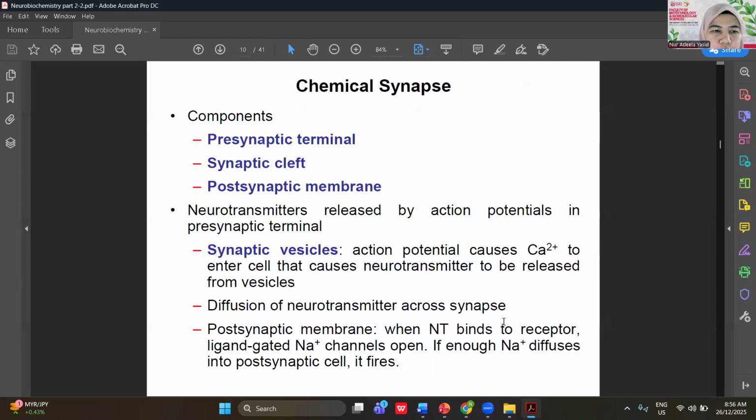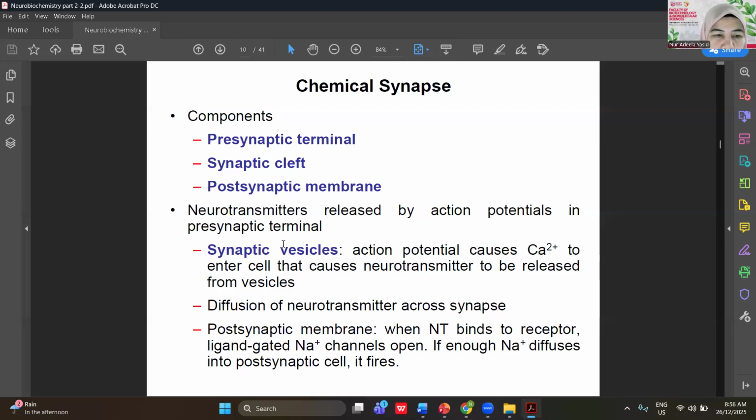Now let's move to the chemical synapse. We have discussed the components of synapse, which consist of the presynaptic terminal, synaptic cleft, and postsynaptic membrane. So how does neurotransmitter release occur by the action potential in the presynaptic terminal? When an action potential reaches the presynaptic terminal, it triggers the opening of voltage-gated calcium channels. So calcium ions enter the presynaptic terminal.